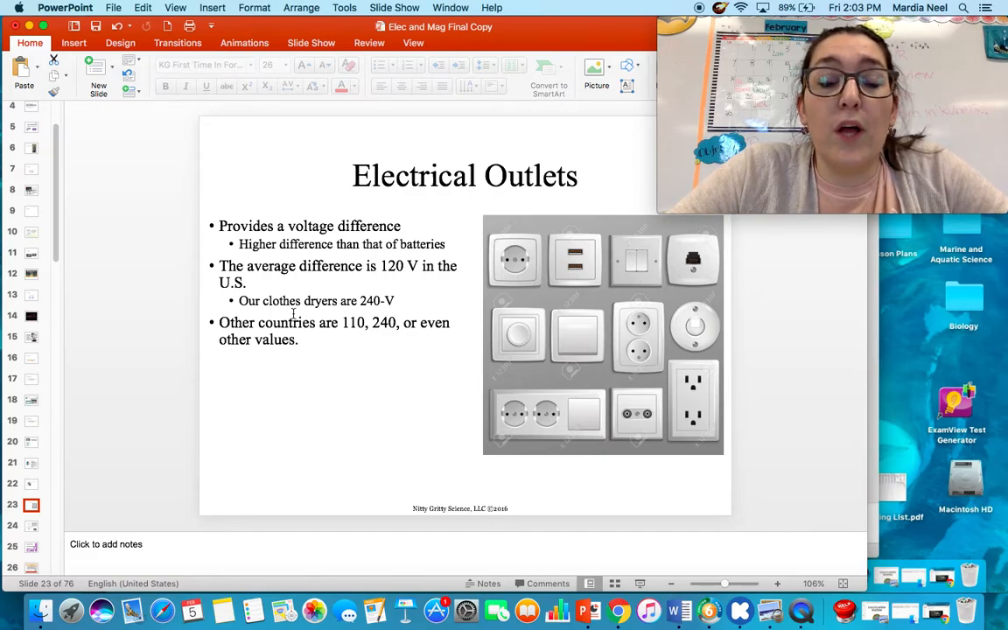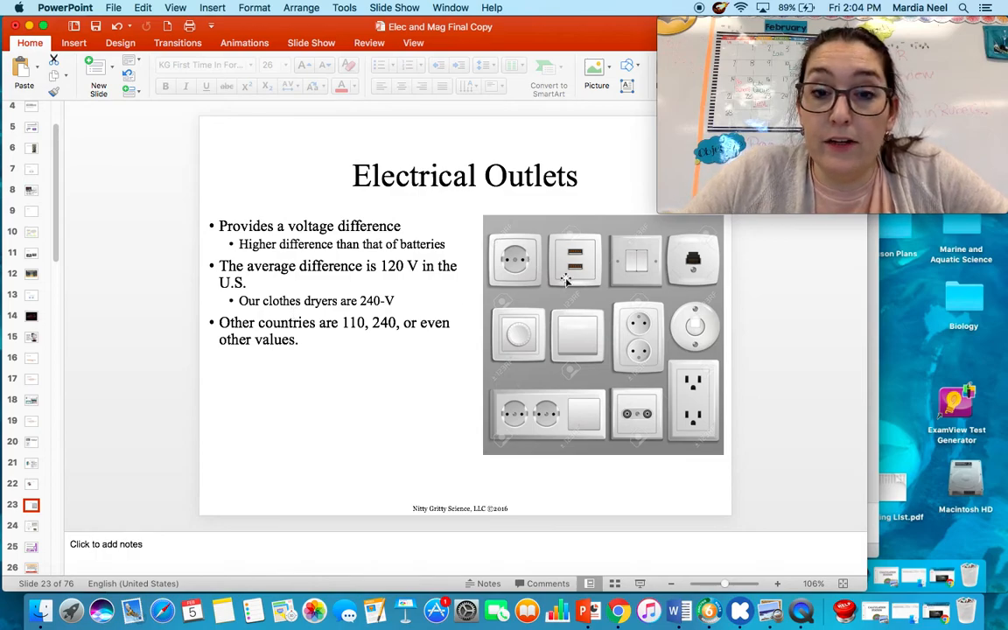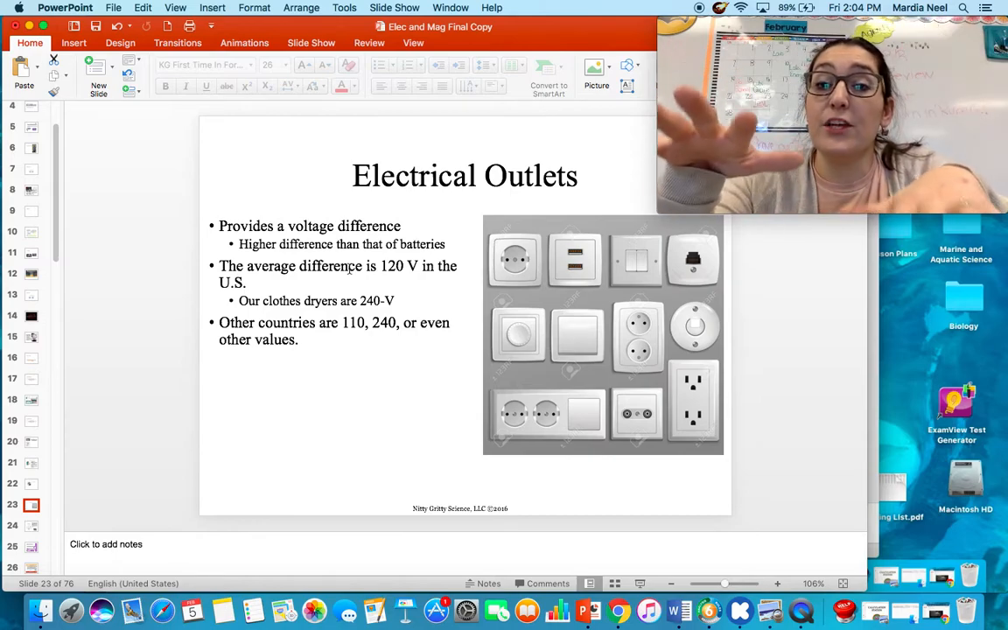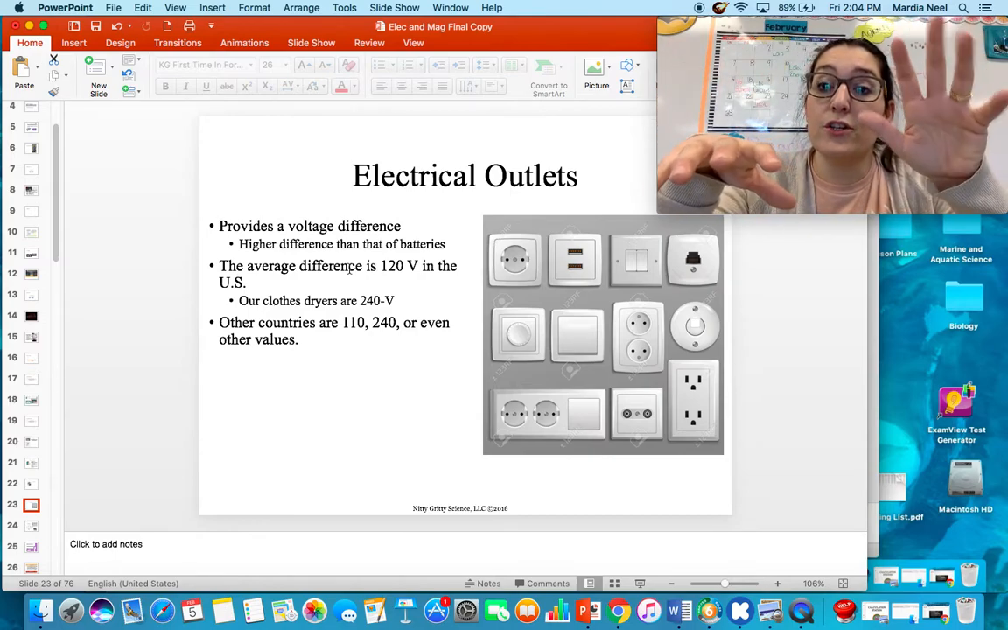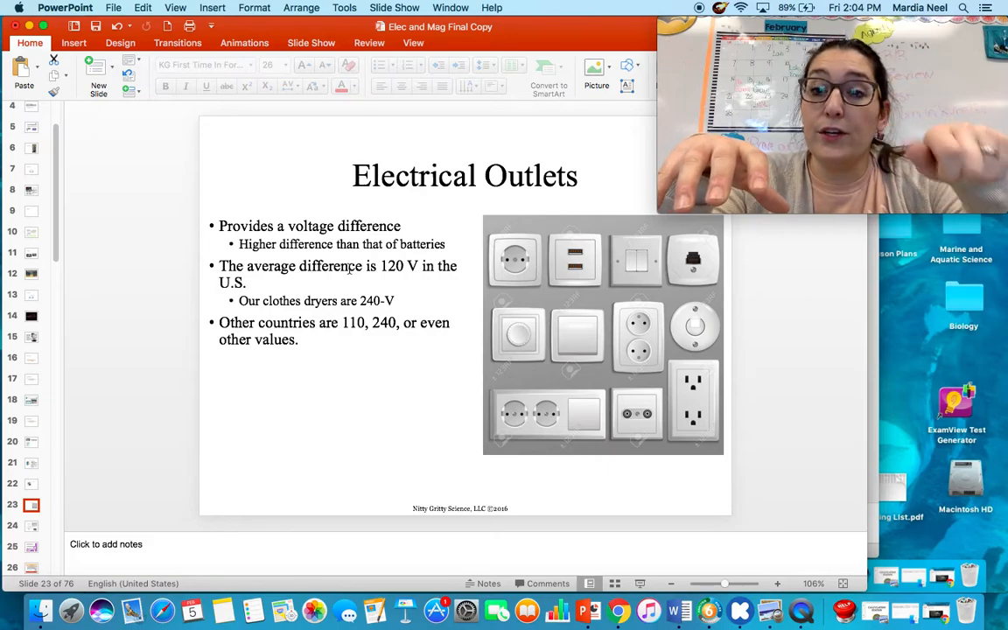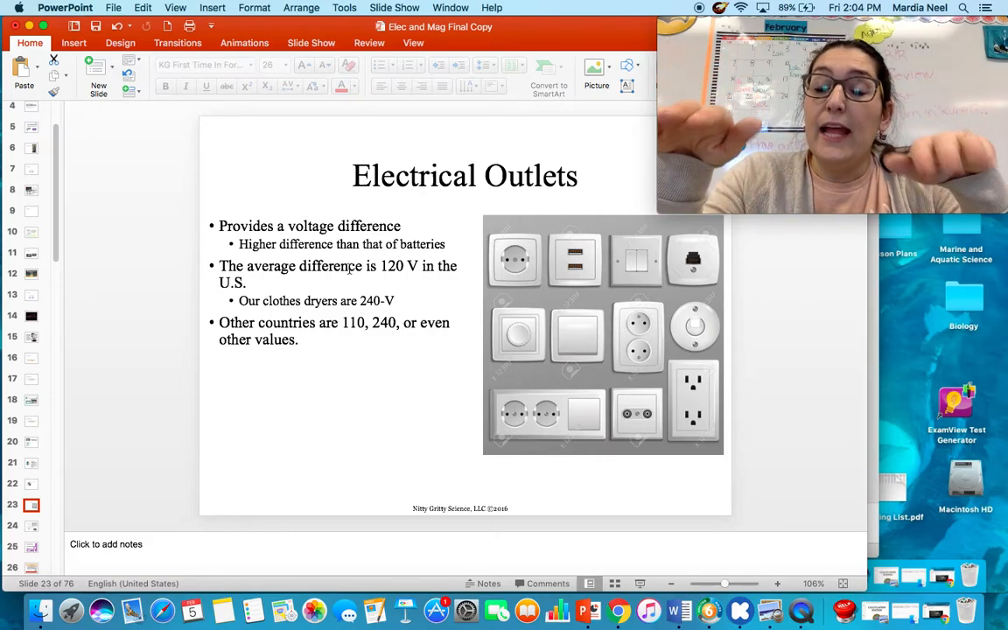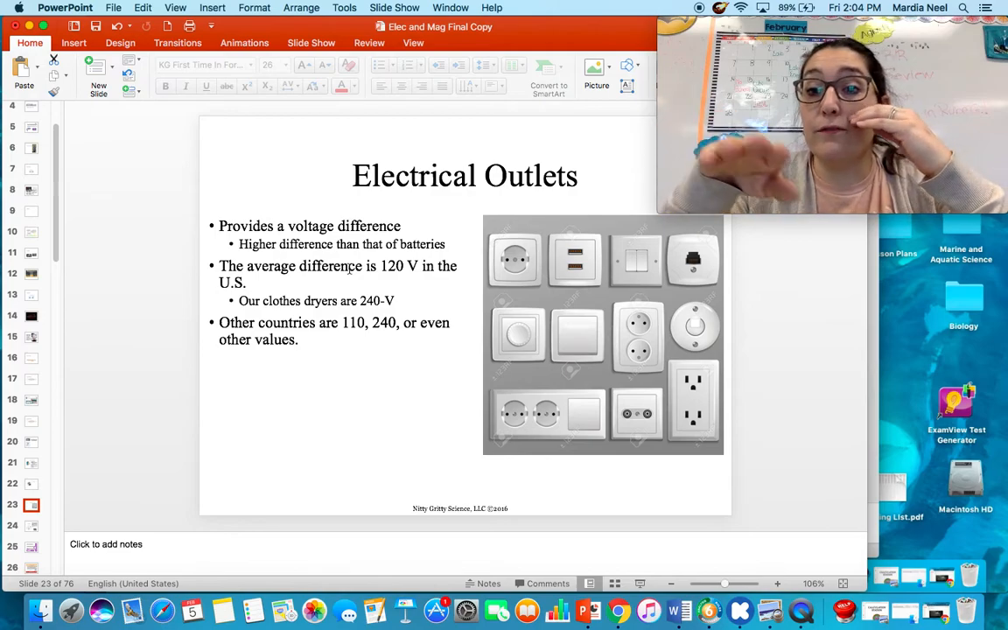So a lot of times we need a voltage difference greater than what we can find in a battery. So we're going to use electrical outlets. The average difference in the United States between the electricity that comes through our wall is 120 volts. So it's going to flow from the high here in the wall to the low, whatever it is in your hand, and that difference in the United States is 120 volts. So there's 120 volts less in what you're using from the electrical outlet. That's going to drive that electric current forward and forward and forward.